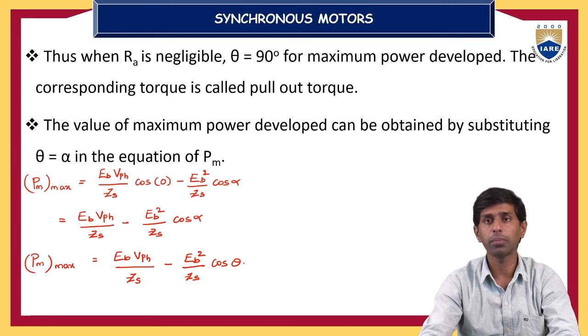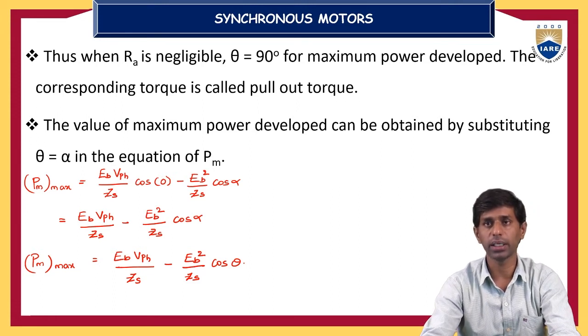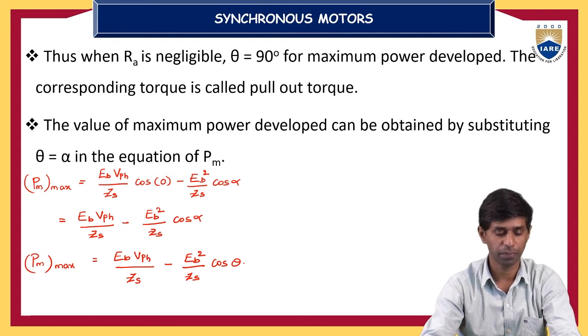Let us assume that when armature resistance is neglected, theta becomes 90 degrees because your impedance becomes the synchronous reactance only. The corresponding torque at this instant is called the pull-out torque of the synchronous motor. The value of maximum power developed can be obtained by substituting theta equal to alpha in the mechanical power developed expression, that is, equation number 1. Mechanical power developed is maximum when theta becomes alpha, which is the condition for maximum power.